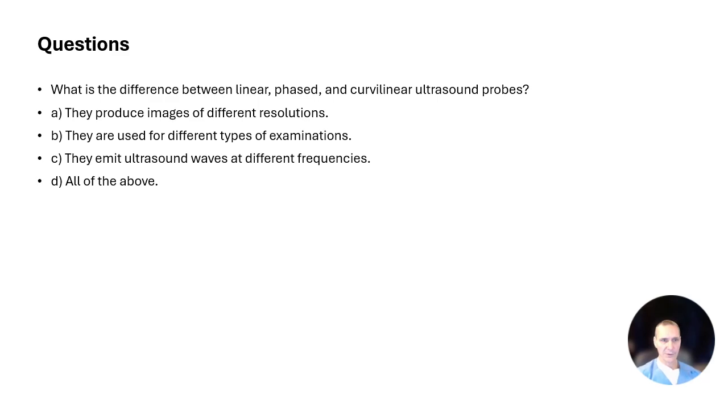What is the difference between linear, phased, and curvilinear ultrasound probes? A, they produce images on different resolutions. B, they are used for different types of examinations. C, they emit ultrasound waves at different frequencies. Or D, all of the above. And the answer is D.